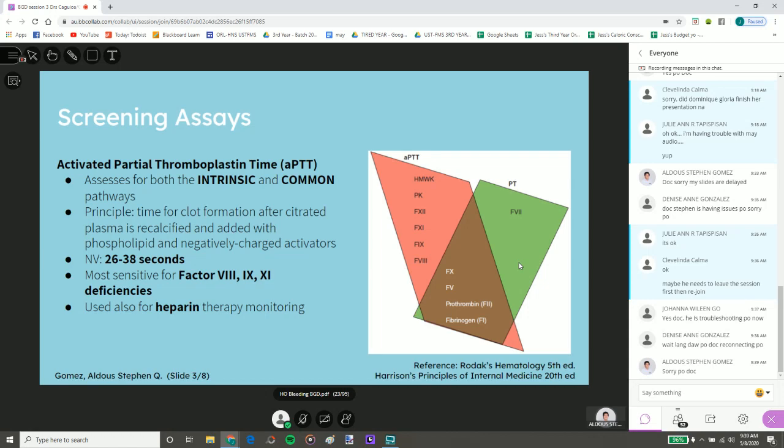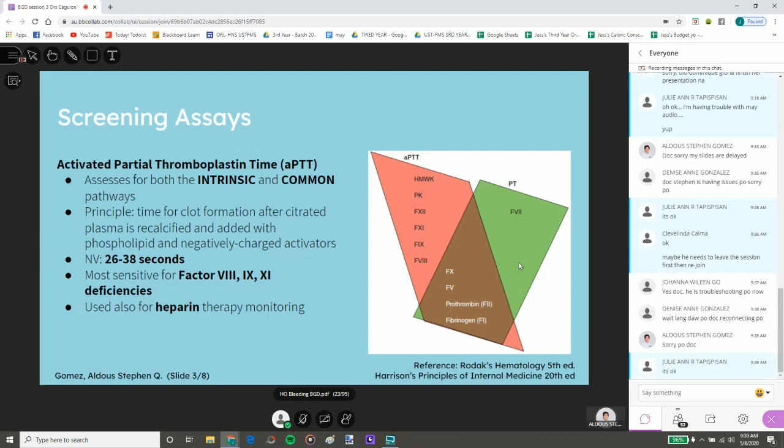Okay, so for the activated partial thromboplastin time, again, it assesses for both the intrinsic and common pathways, and it is based somewhat on a similar principle as the prothrombin time, which is the addition of a phospholipid and the negatively charged activators to recalcified plasma. This has a longer normal value of 26 to 38 seconds, and it is most sensitive for factor 8, 9, 11 deficiencies. It's worth mentioning as well that activated partial thromboplastin time is useful for those undergoing heparin therapy.